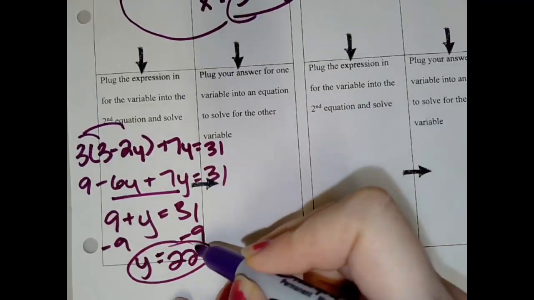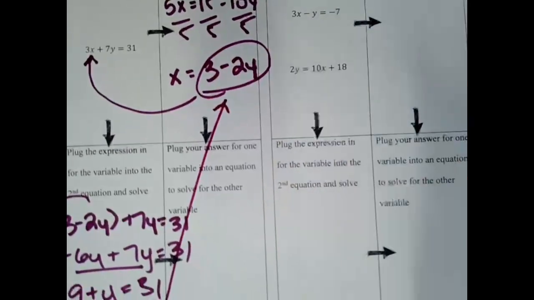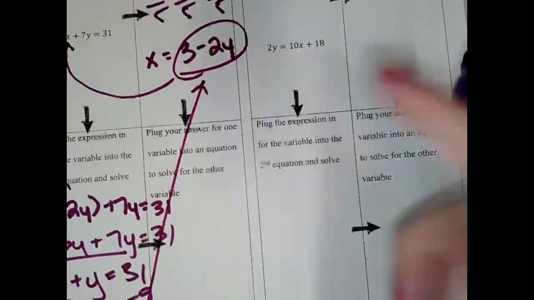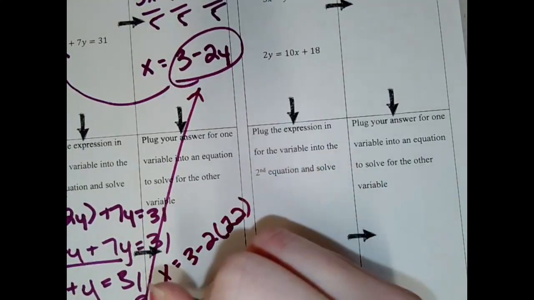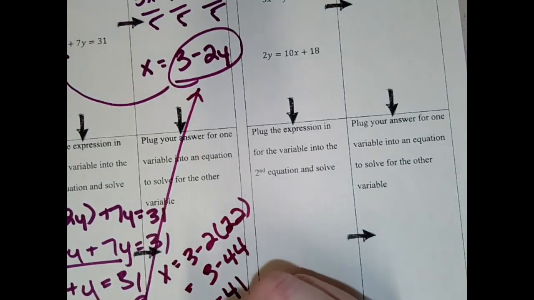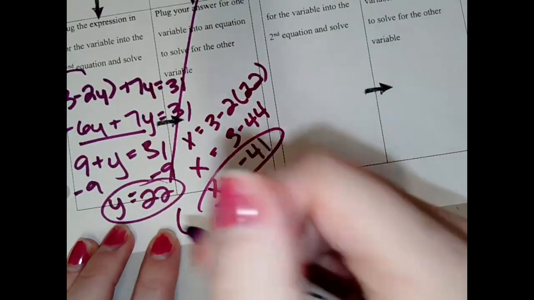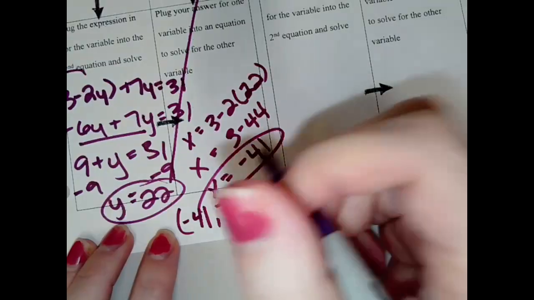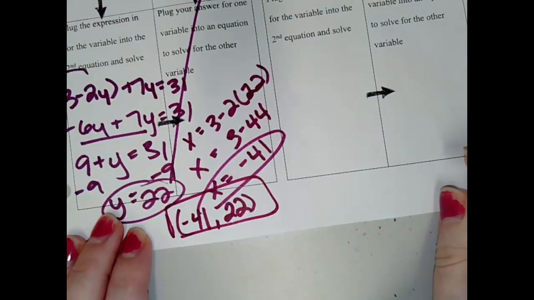Step 3, you're going to take that solution and plug it back into, you could do one of the original, but it really is easiest if you go back to your step 1. So I'm going to take 22, plug it in for y. So that gives me x equals 3 minus 2 times 22, or 3 minus 44, which is a negative 41. So x equals a negative 41. Keep in mind, your answer is a coordinate. It's a point of intersection. So you should always do a coordinate where your x is first, your y is second. So that's my final answer right there.